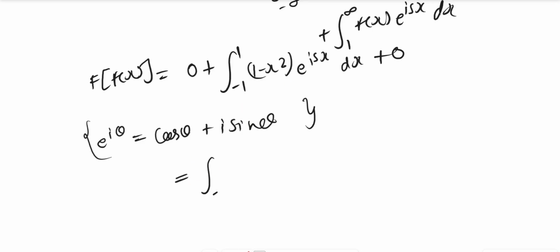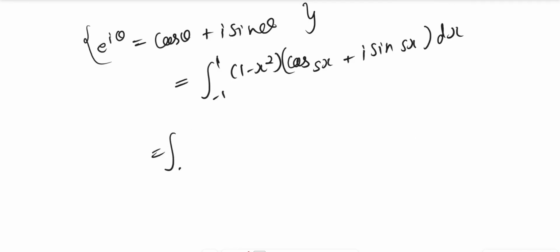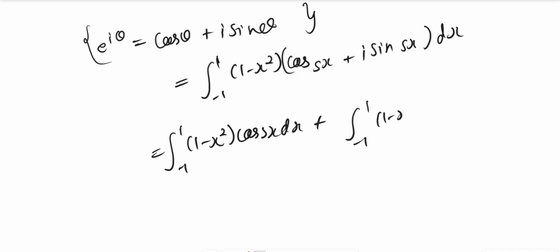It is integration minus 1 to 1, 1 minus x square, cos theta के place पे क्या है sx, then cos sx plus iota sin sx whole multiply with dx. इसको separate करेंगे. It is equal to integration minus 1 to 1 of 1 minus x square cos sx dx plus iota integration minus 1 to 1 of 1 minus x square sin sx dx.